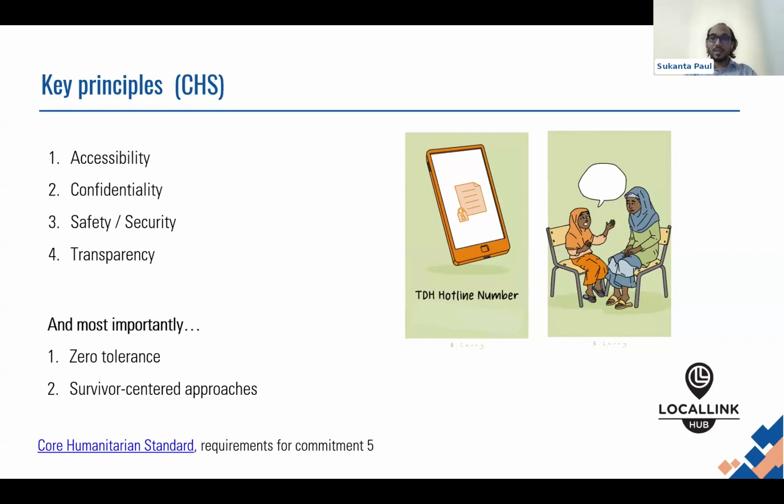It has to be confidential, and as often there are some sensitive cases, it's really useful to maintain privacy. The other is safety and security, to make sure that the person who is giving the complaint is safe, right? And also, we have to be transparent in taking the actions. We also have 2 more criteria at TDH. One is zero tolerance, that we don't tolerate any kind of unethical or unfair activities in our workplace as well. And we always follow the survivor-centered approach. So these are the principles, and now I'll hand over to Sophie again.